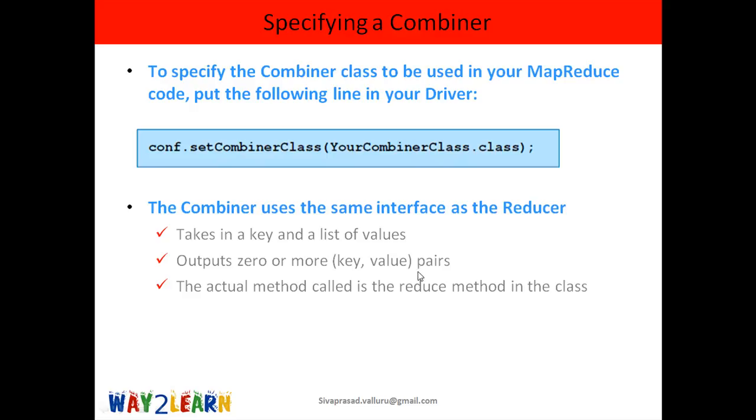How to specify a combiner? Very simple, on the configuration object. You just have to set the combiner. And the combiner class is the same as the reducer, as I said. You need not write a separate combiner class. The combiner also uses the same interface, reducer. Generally we will be using the reducer itself as a combiner class.